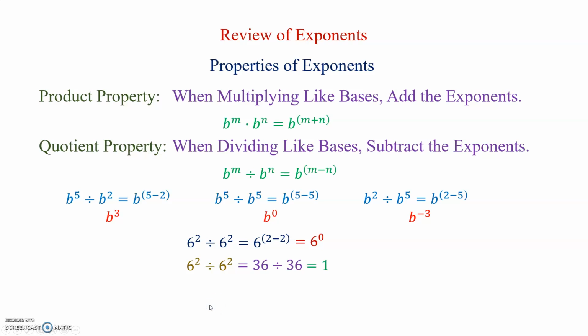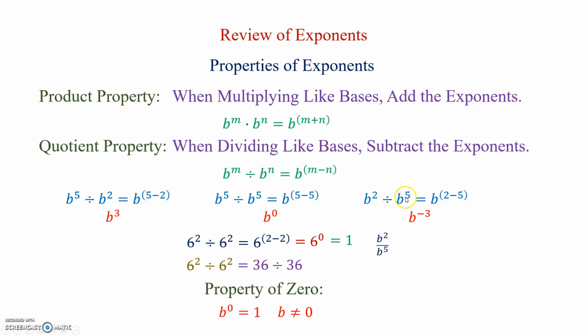So what that illustrates is that 6 to the 0 actually equals 1, which brings us to a new property, the property of 0, which essentially says, in words, any number other than 0 raised to the 0 will equal 1. I'll say it again: any number except 0 raised to the 0 equals 1. So now let's go a little further with the negative exponents.